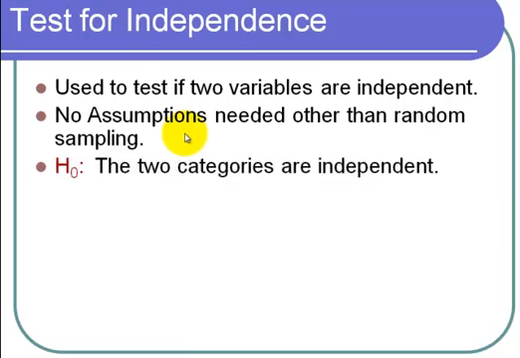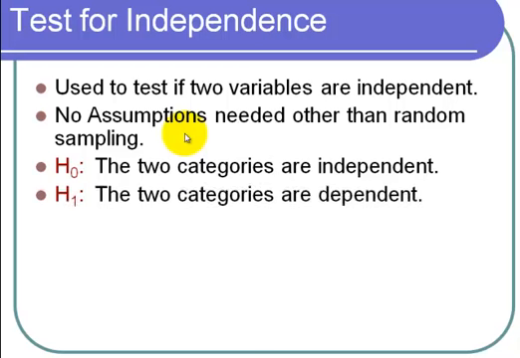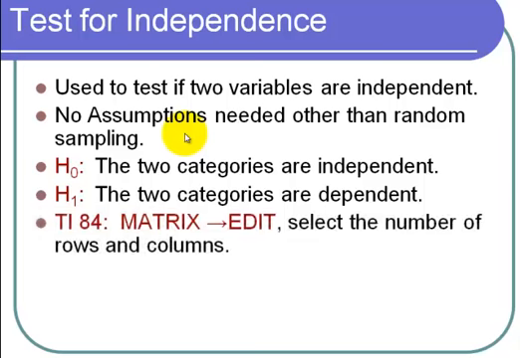H naught, the null hypothesis, is that the 2 categories are independent. H1 is that the 2 categories are dependent. So let's look at what to do with the calculator. In particular, the TI-84 and also the 83, you're in good shape with the test for independence. Both of those have the test for independence on it.